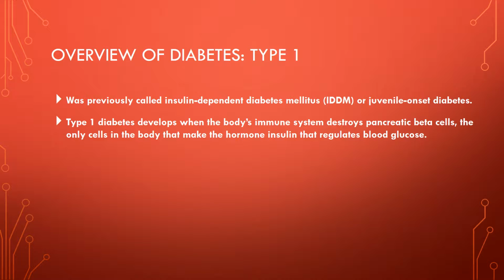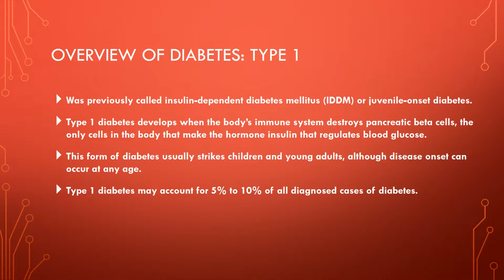This is when the immune system destroys the pancreatic cells, which are the beta cells, the cells that make insulin. And we'll talk a little bit about insulin and what it does, but insulin, of course, is a hormone, and its job is to regulate blood glucose. So if insulin doesn't work properly, then regulation of blood sugar doesn't work properly. It usually strikes children and young adults, but it can happen later in life as well. And this is, in the grand scheme of things, fairly uncommon. About 5 to 10% of diabetes cases are type 1.